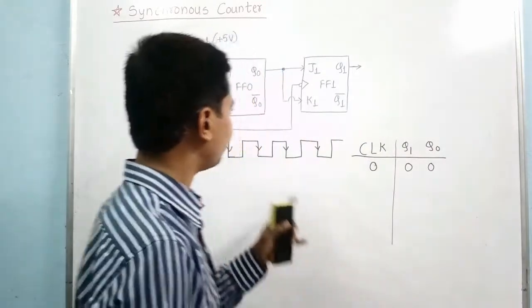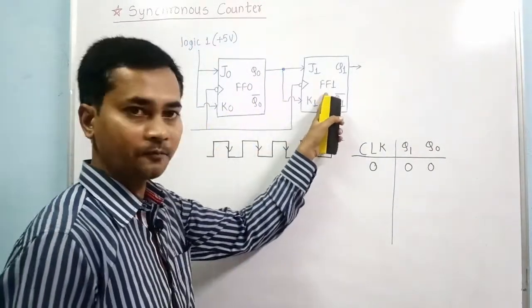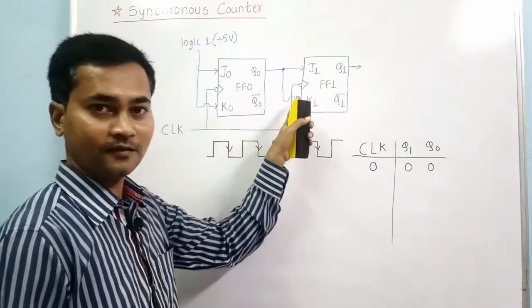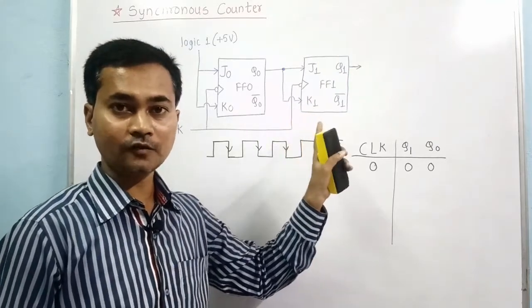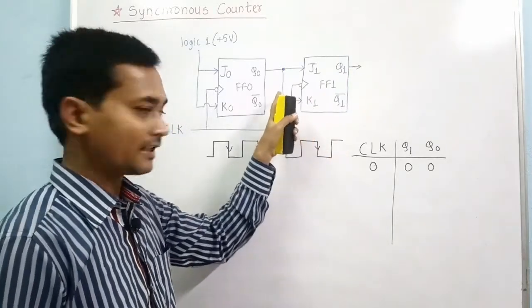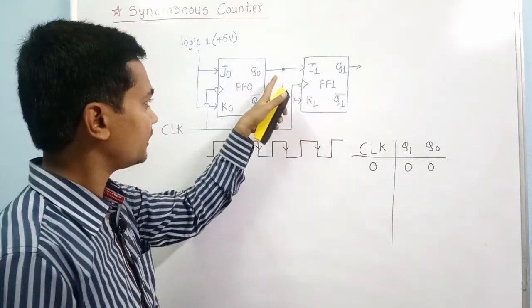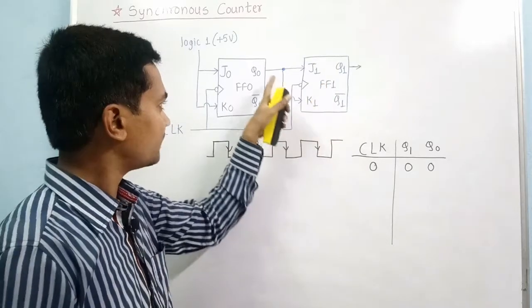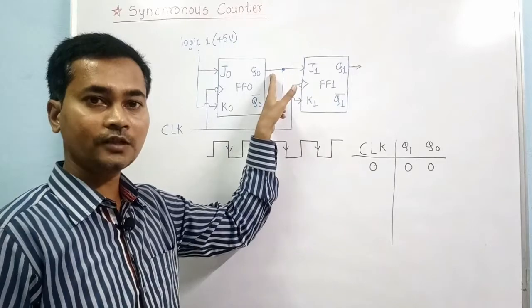So here we are using the toggle state, and similarly for flip-flop 1 we are also using the toggle state, but it is a partial toggle state. Partial toggle means we cannot guarantee that it will always toggle. Sometimes Q0 will be 0, sometimes Q0 will be 1.